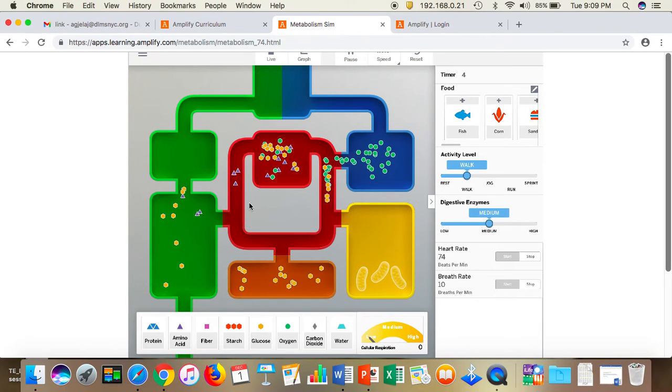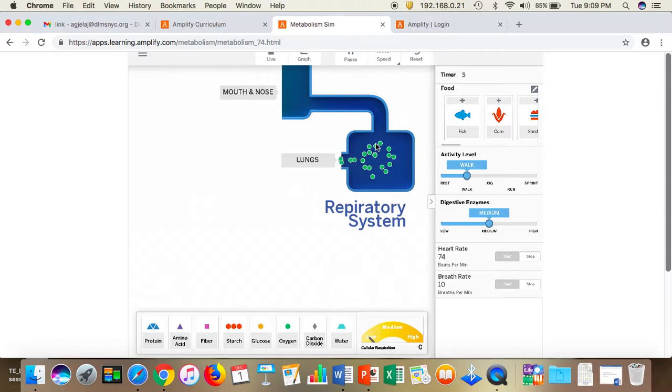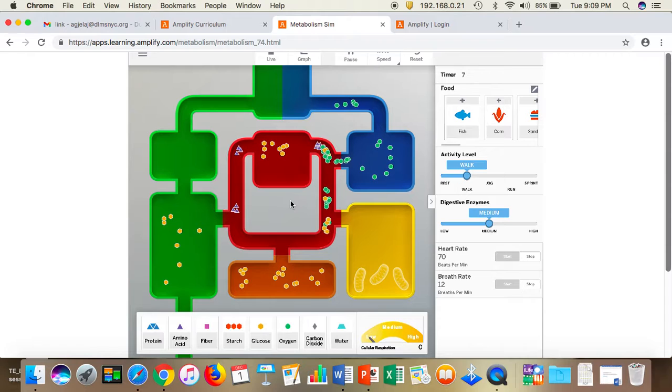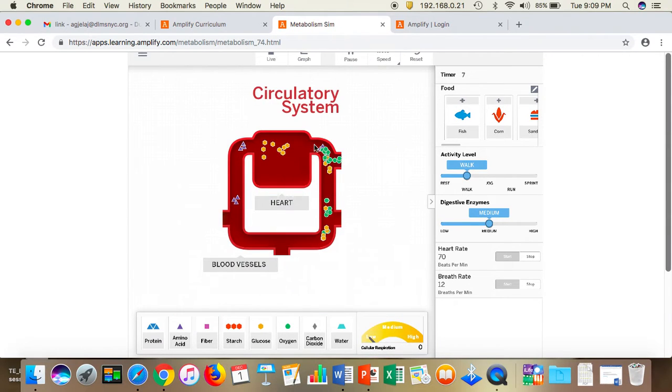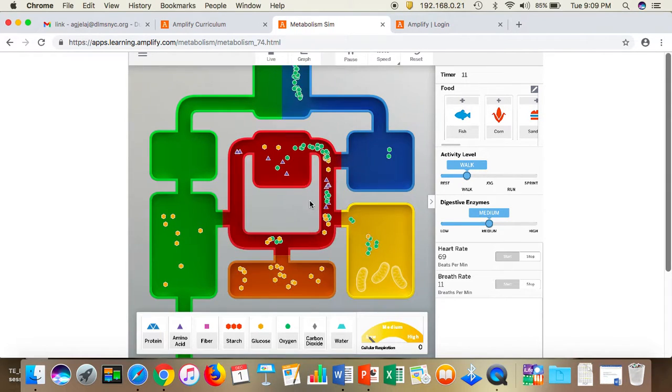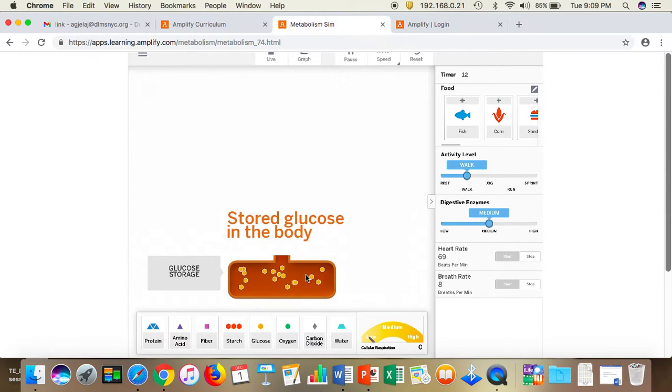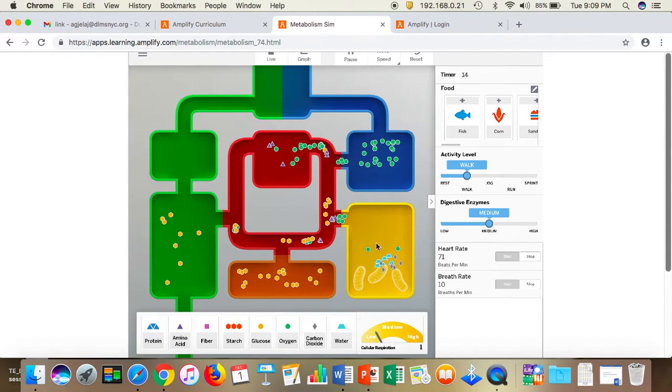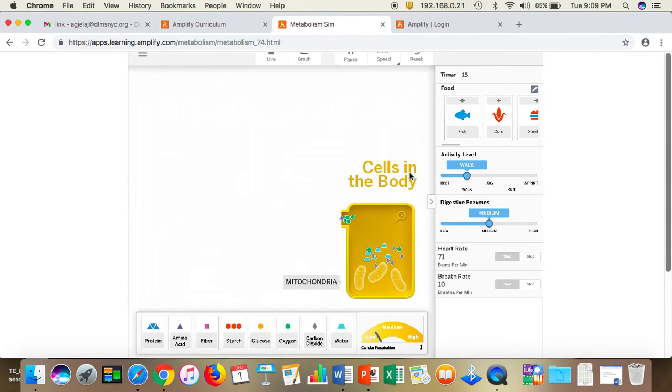So in this system, we have the following. We have the respiratory system with mouth, nose, and lungs. We have the circulatory system, represented in red, with your heart and blood vessels. We have the digestive system with your mouth, stomach, small intestine, and large intestine. And we have here stored glucose in the body, glucose storage. Glucose, if you guys remember, is also sugar. And here we have cells in the body.